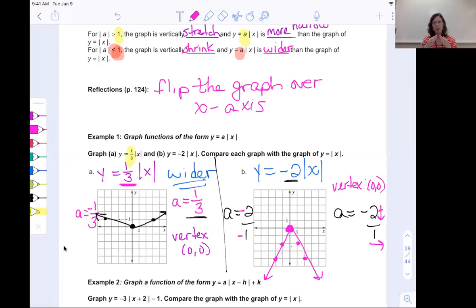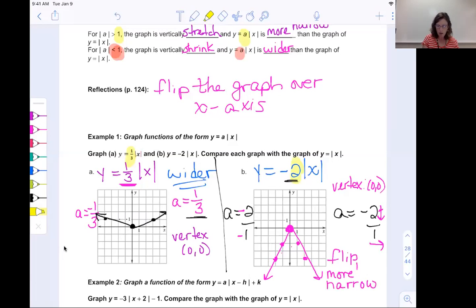So when you look at your graph, it should always be a V, either a V that goes up or a V that goes down. It should never look like a greater than symbol or a less than symbol. We're graphing V's. If I want to compare this, I would say that it flipped. So it has a flip. And it's a little steeper or a little more narrow, whichever word you want to use. And that's because the number in front is bigger than 1. That 2 is bigger than 1, so it's more narrow. Questions?